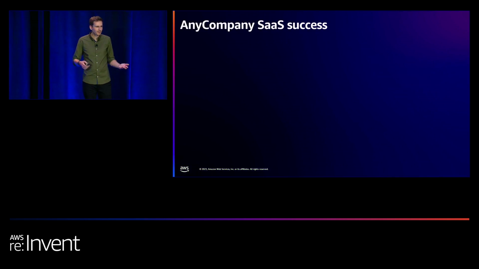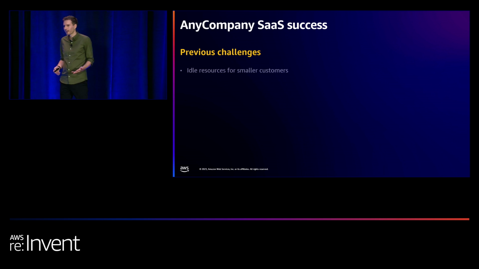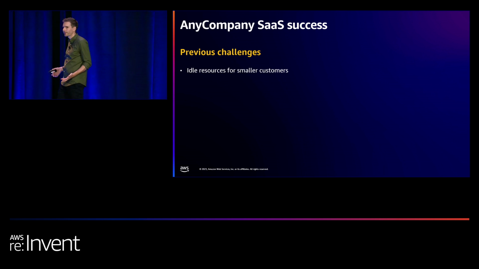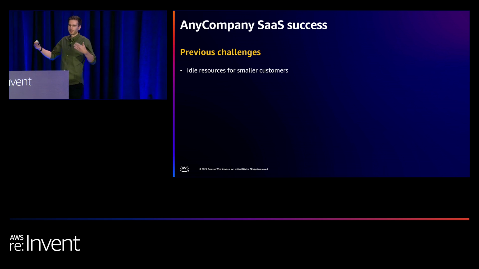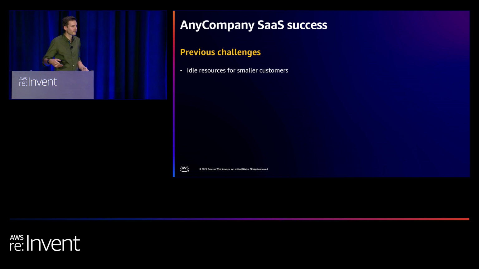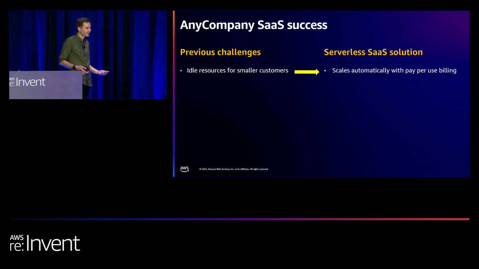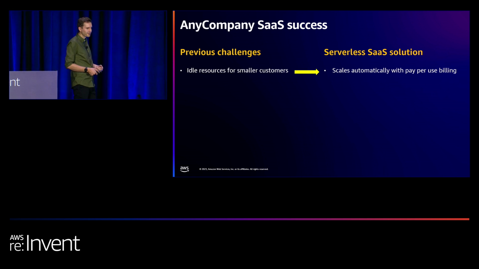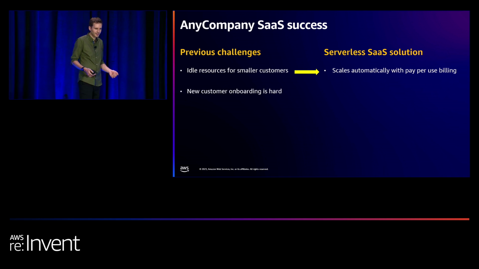So let's look to summarize what we've talked about. So the challenges that we talked around at the start included the idle resources for small customers. Remember, even with good auto scaling, we were still having to run continuous EC2 instances all the time. With a serverless SaaS solution, we now have automatic scaling with pay-for-usage billing, with pay for events or requests.